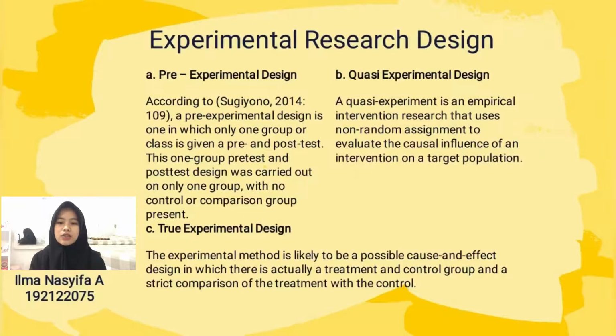And the last is static group comparison. In this study, two or more groups are placed under observation, where only one of the groups is subjected to some treatment while the other groups are held static. All the groups are post-tested and the observed differences between the groups are assumed to be a result of the treatment.